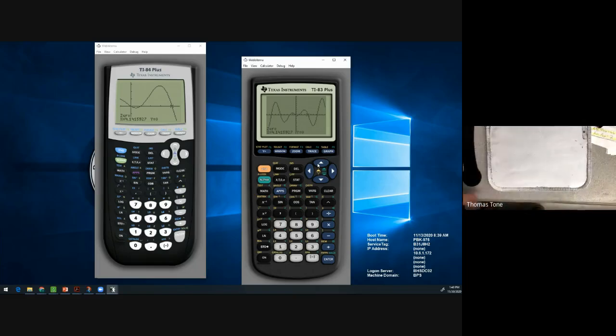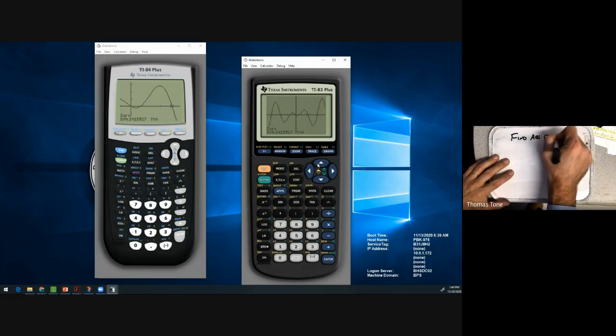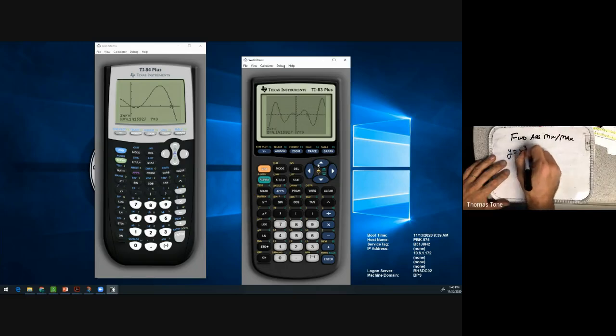All right, we're near the end. So here's the last thing. We're going to do a function analysis problem with a calculator. Find the absolute min and max. Here's what we're doing. I'll call it F.